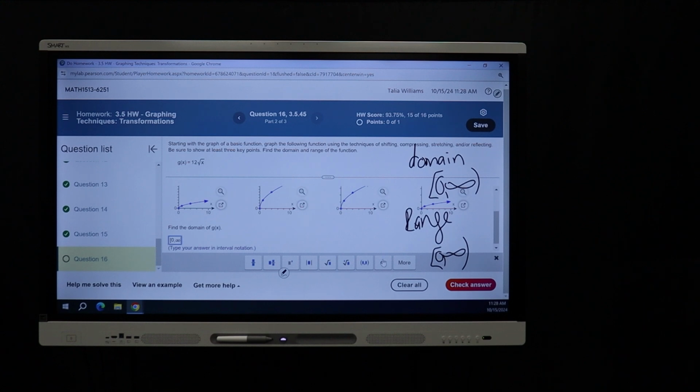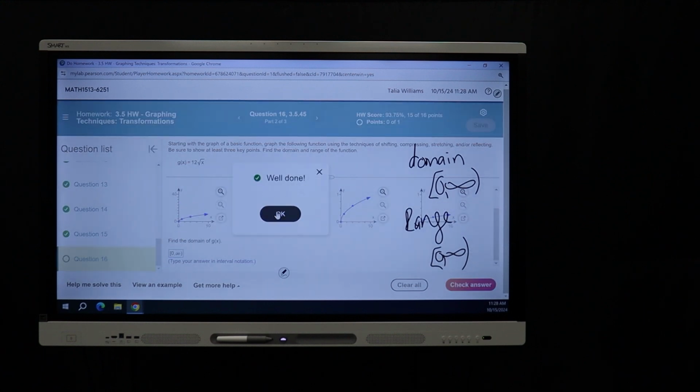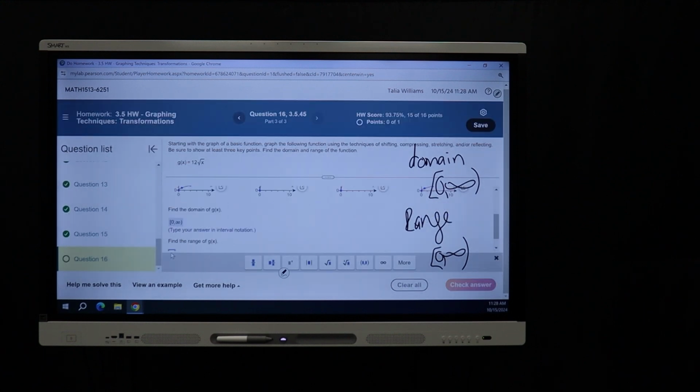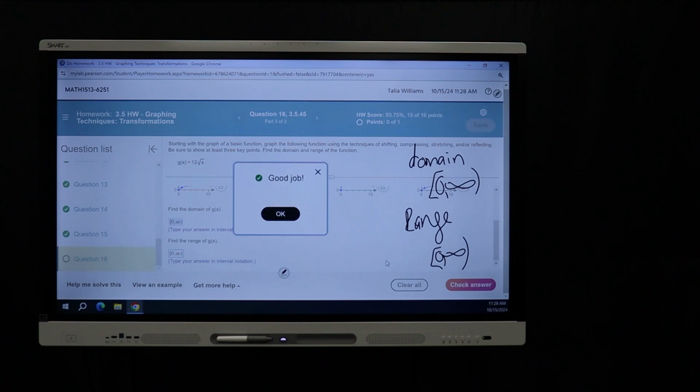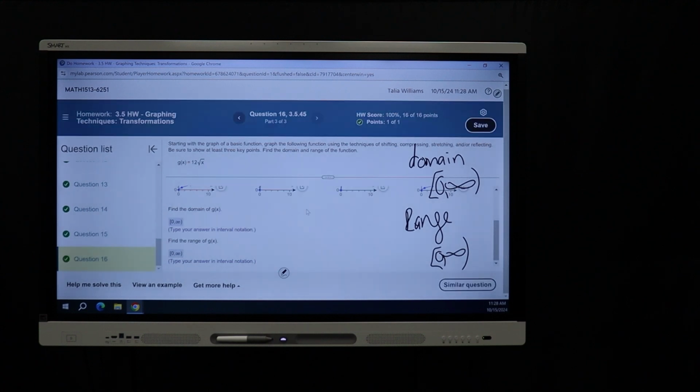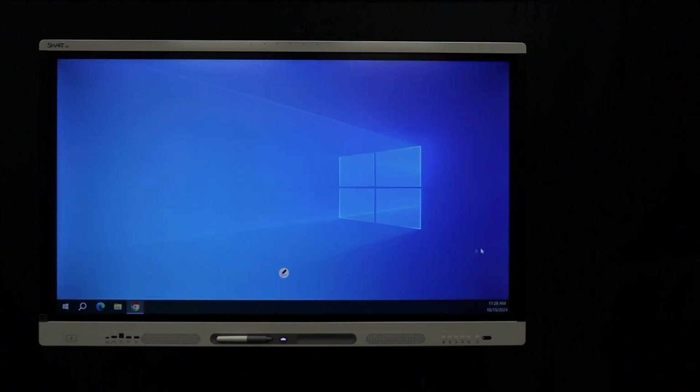Infinity. Okay, so that is all for 3.5. And I'm going to start 4.3 next.